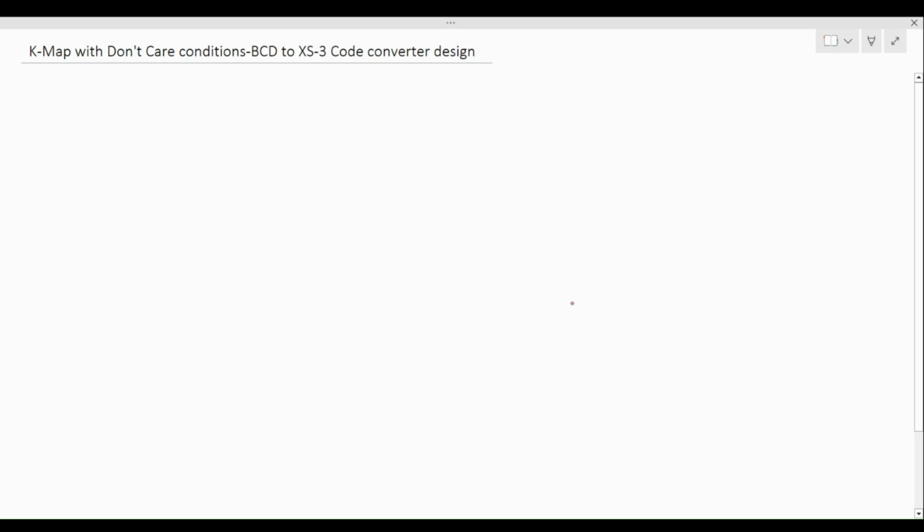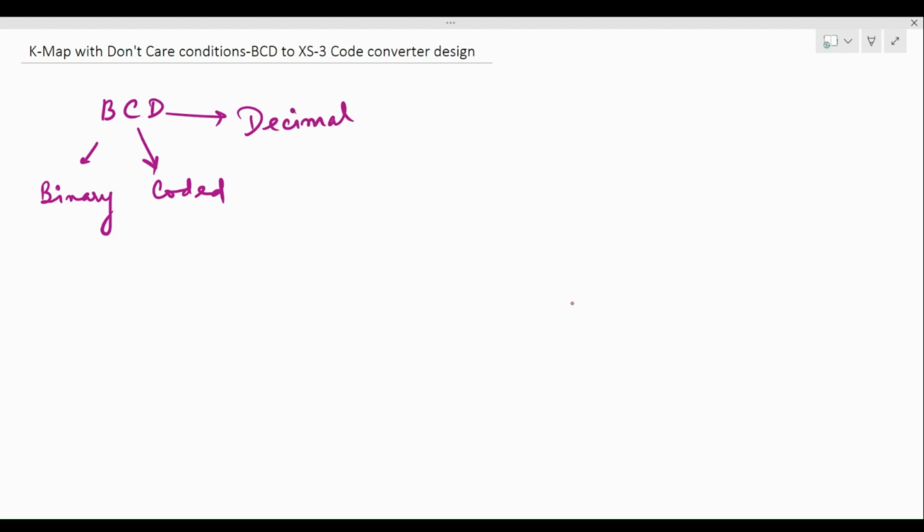So, what is BCD? BCD basically stands for binary coded decimal. So we know that the decimal has only 10 symbols starting from 0 to 9. That's the decimal number system. Now we are going to code these decimal numbers using binary. So if we have to do that, in order to code 10 symbols, we will require how many digits or how many bits in the binary.